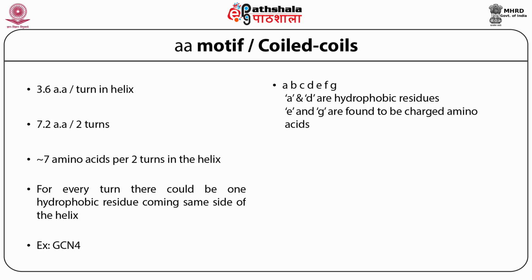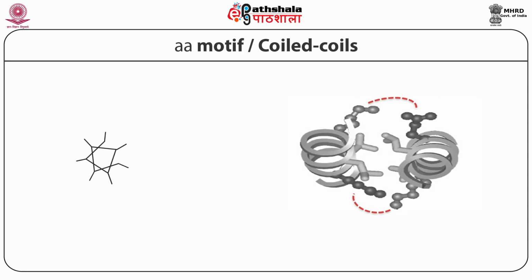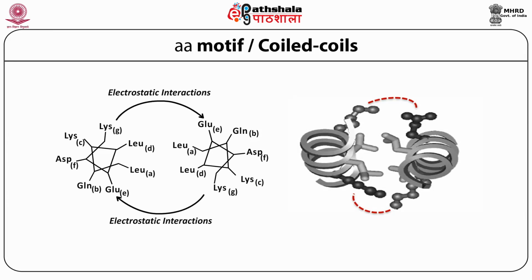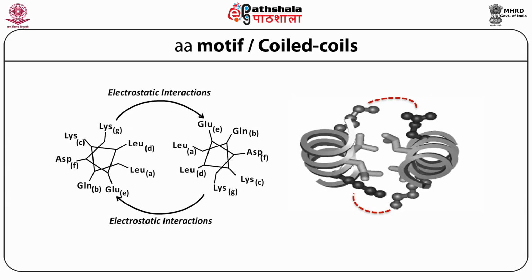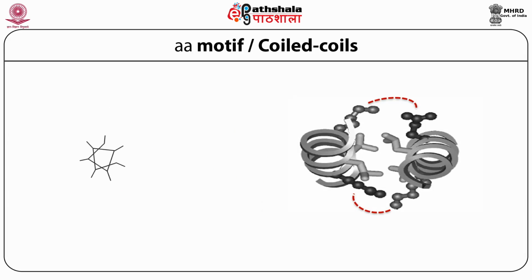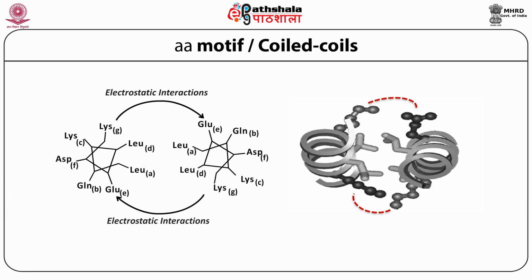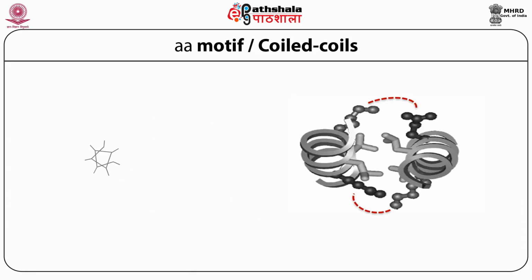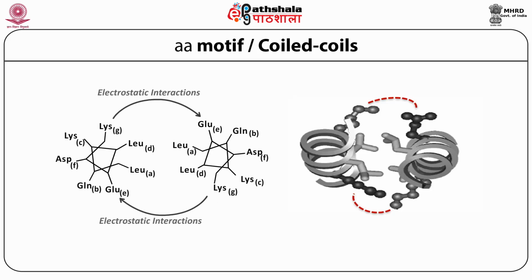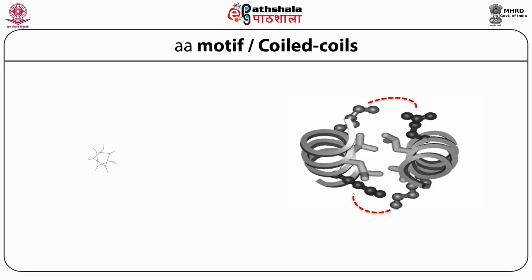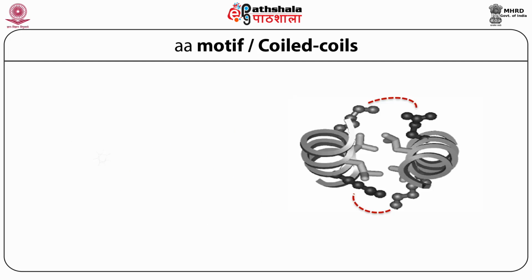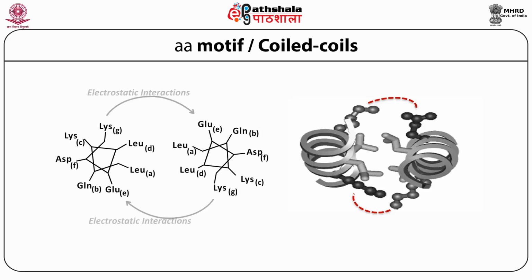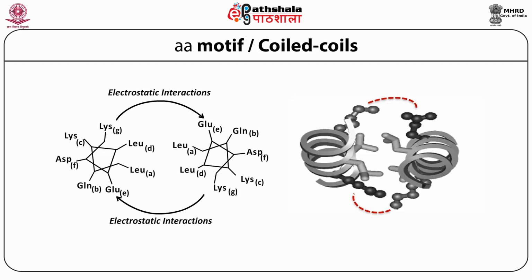So the simplest example is GCN4, which is a transcription factor. Here I've shown the structure of the coiled coil. You can clearly see the A and D positions of the two helices, which are seen coming on one side. Here very easily, all of them are leucines. So the leucine from one helix and the leucines from the other helix come together and form a strong hydrophobic core in the center.